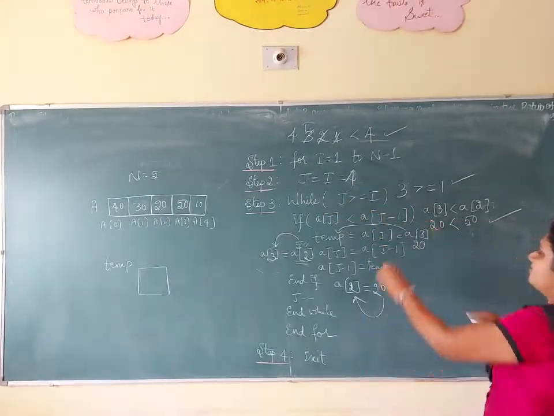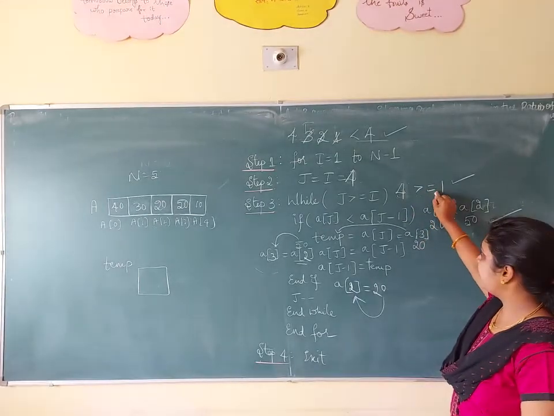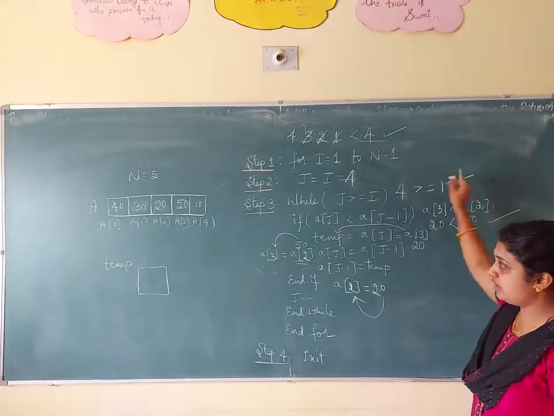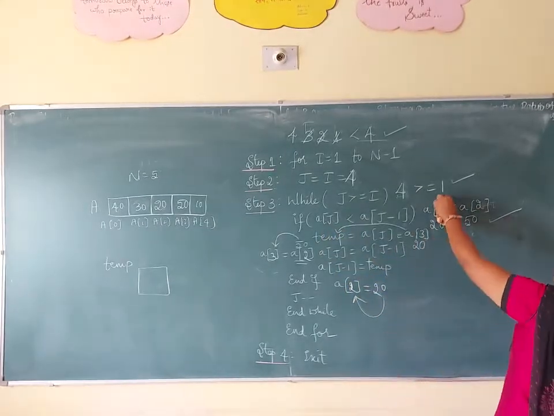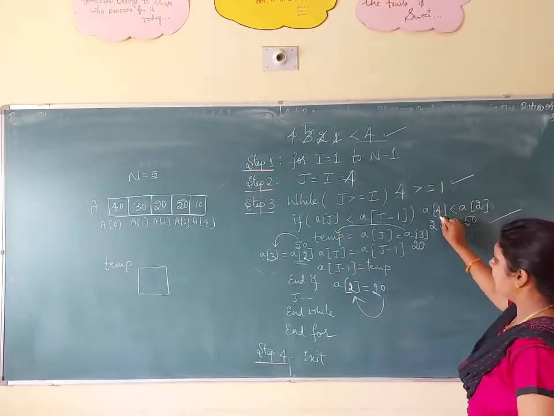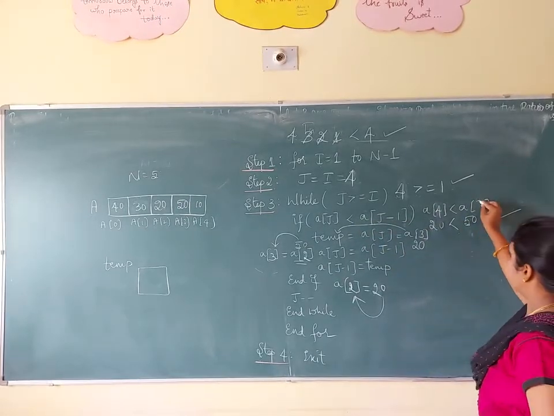Now what is the j value? j value is 4. 4 is greater than or equal to 1, so the condition is true. It will go to the if condition. If A of j, what is the j value? 4, is less than A of j minus 1. 4 minus 1 you will get what?